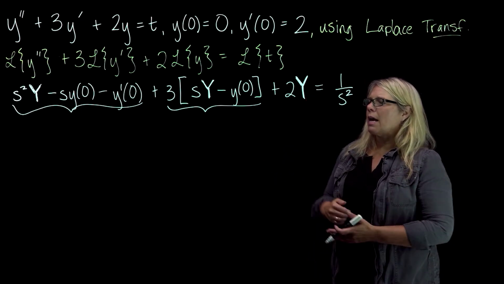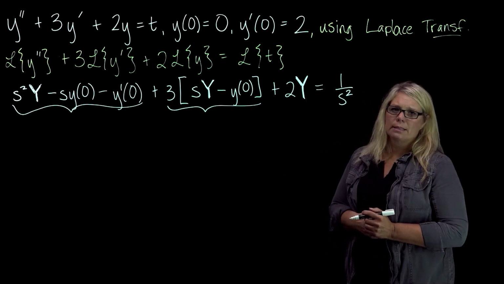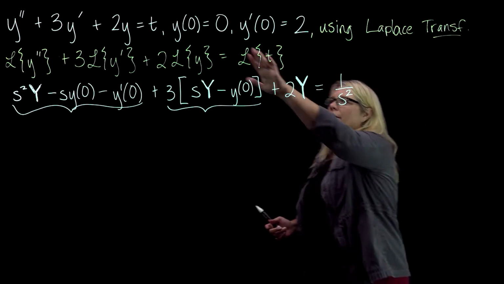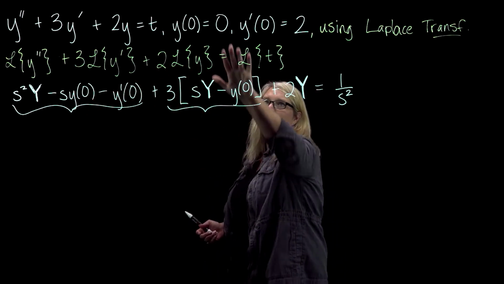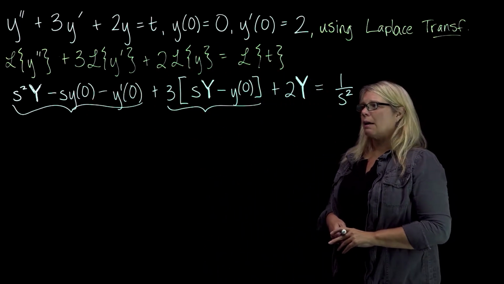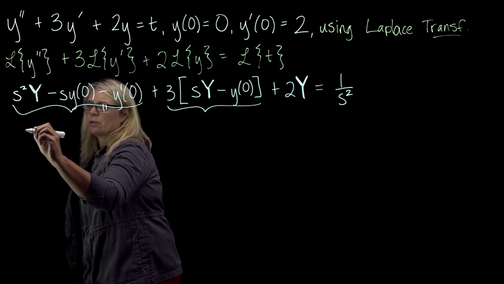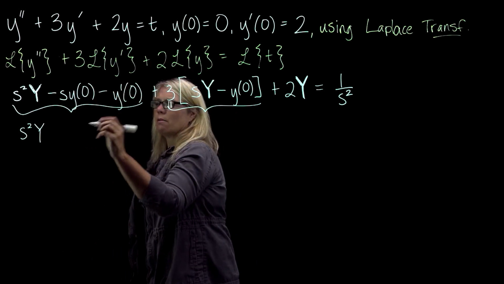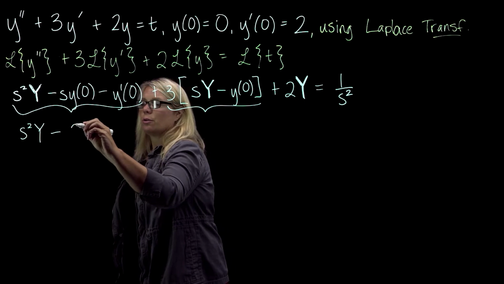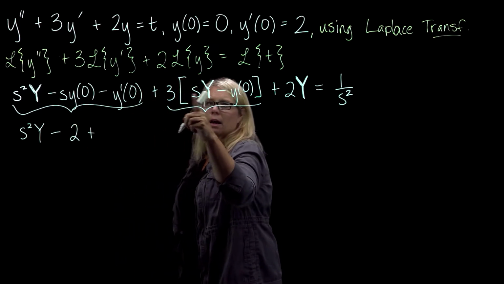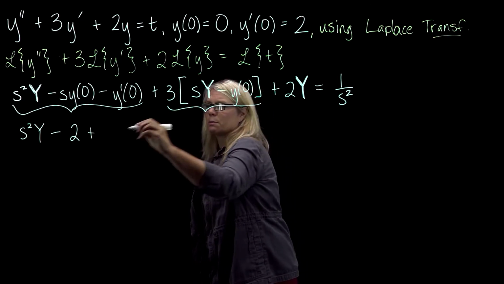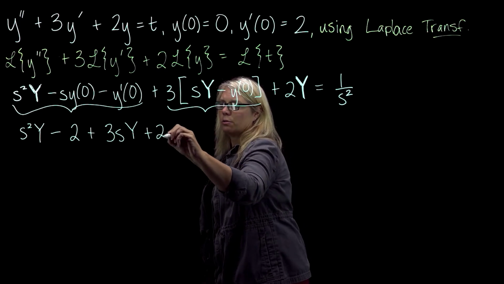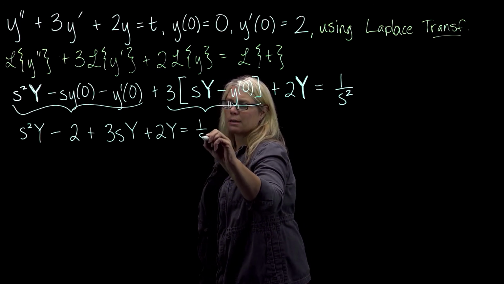All right, so there I've taken the Laplace transform of both sides of the equation. The next thing I want to do is go ahead and sub in my initial conditions. I've got y of 0 in a couple places and y prime of 0 that I can plug in. So I'm going to go ahead and simplify after I substitute in those. This term will go away because y of 0 is 0. And then y prime of 0 is 2. And then here, y of 0 is 0. So this will just be 3s times capital Y plus 2 times capital Y equals 1 over s squared.